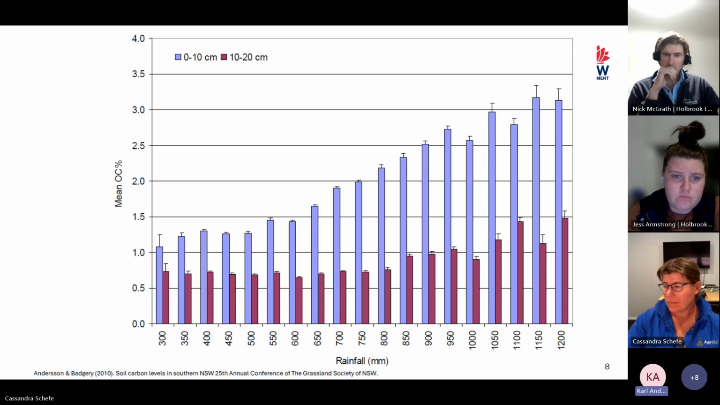That's in the 0 to 10, but in the 10 to 20, there's much less accumulation and much slower. It wasn't really responding till about 850, and you can see there that it just got to a lower level, and that really represents in numbers what those profiles were showing a little bit earlier. Most of the action is in the surface, and a little bit can happen down a bit deeper.